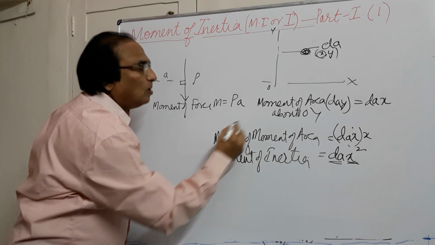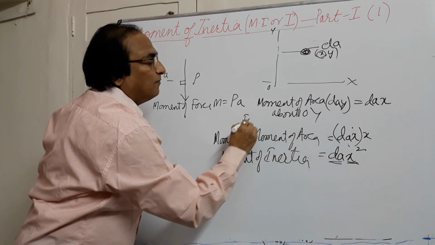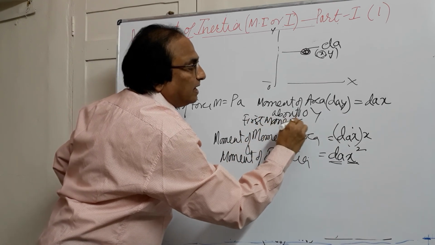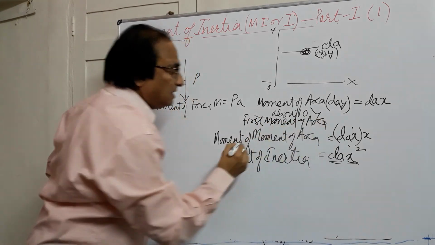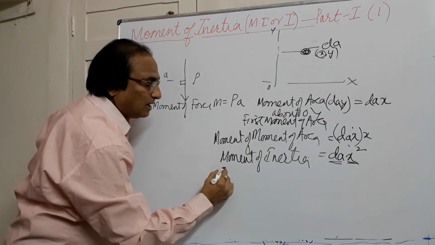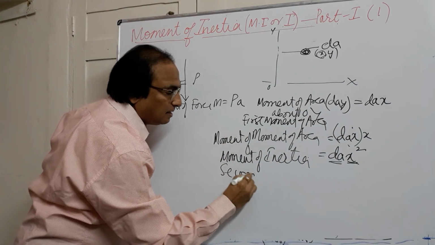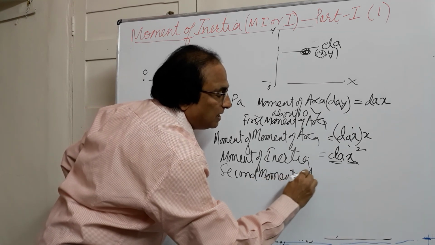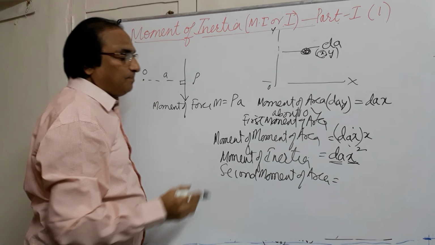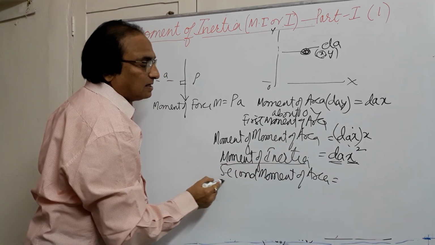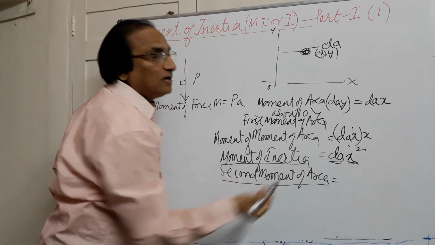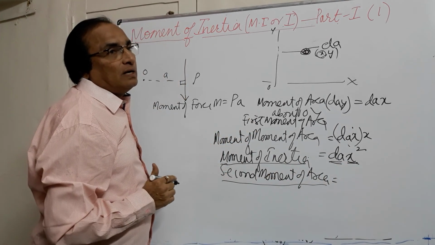We can also call this one moment of area as first moment of area. And this is moment of area, so I can call it as second moment of area. So here we are interested in moment of inertia. Moment of inertia is nothing but second moment of area. So whenever you multiply the area by the square of the distance, it will be moment of inertia.